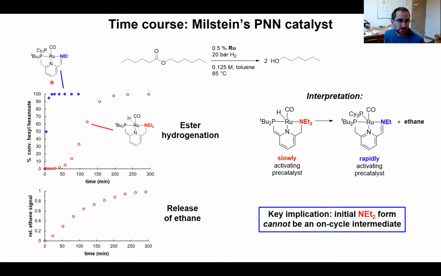Meanwhile, the ruthenium 0-imine form is really highly active at 85 degrees Celsius and completes this reaction in about 20 minutes. I'll remind you, this catalyst, when we used it in applications, we used it at room temperature. So there's a really important implication here, which is that this diethylamine amino form of the catalyst cannot be an on-cycle catalytic intermediate as it was originally proposed to be.